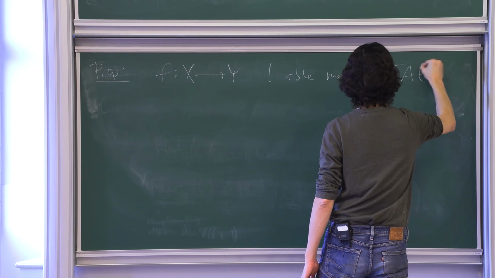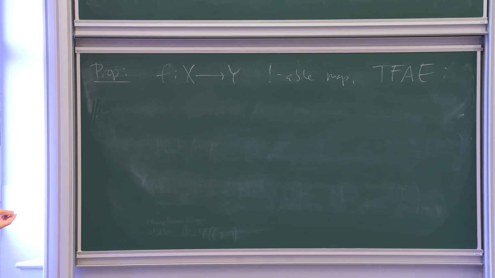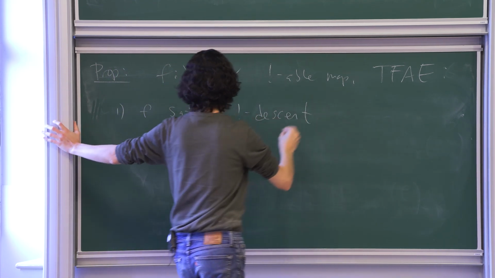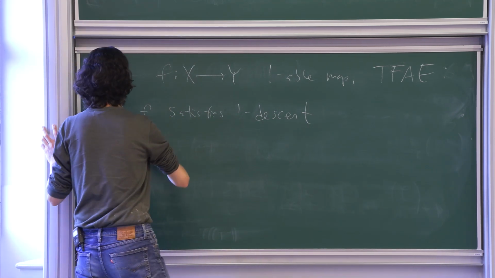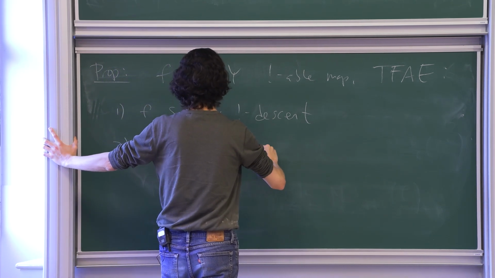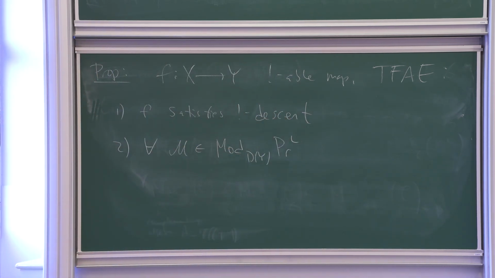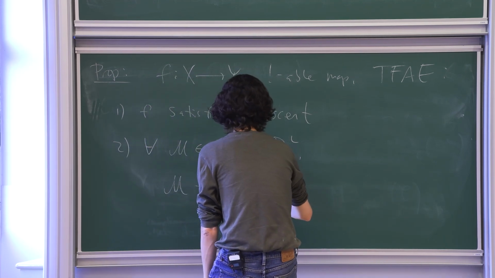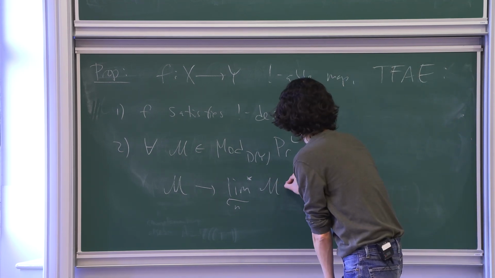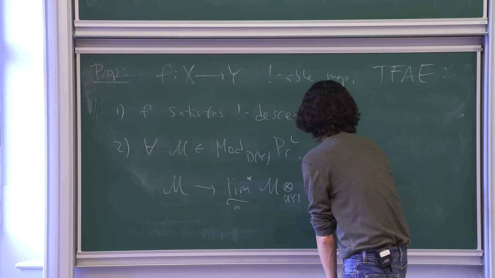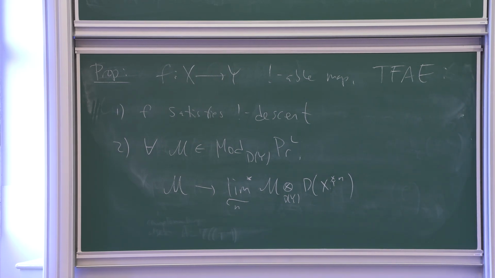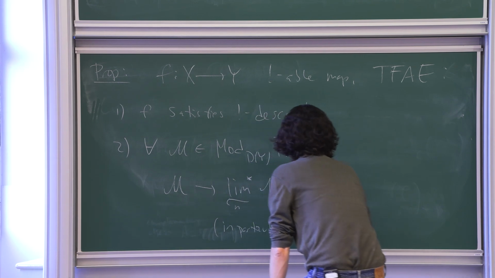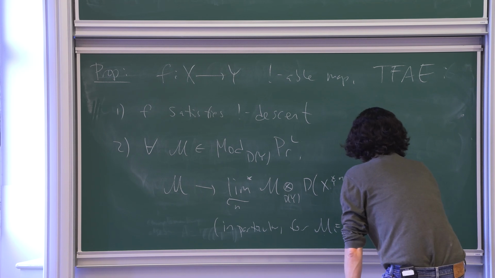So then we have a proposition: if f from x to y is a shriekable map, then the following are equivalent. Peter said this last time, but he didn't give the proof, and now we're going to give the proof. One is that f satisfies shriek descent. Two is that for all categories linear over D of y, you have descent for M. So if you take M equals D of y, you get star descent.